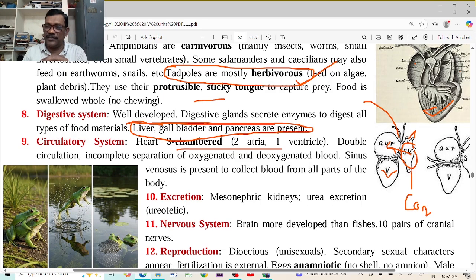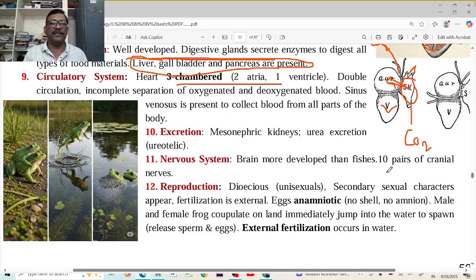And the blood which is collected from all parts of the body, including the skin, is mostly oxygenated blood. The mostly oxygenated blood enters into the auricle, and simultaneously completely oxygenated blood from the lungs can enter into the ventricle. That's why this is mixed blood, but it contains more oxygen. That's why there is no problem of oxygen to run the metabolic activities in the amphibians. That is a very amazing thing in these animals.